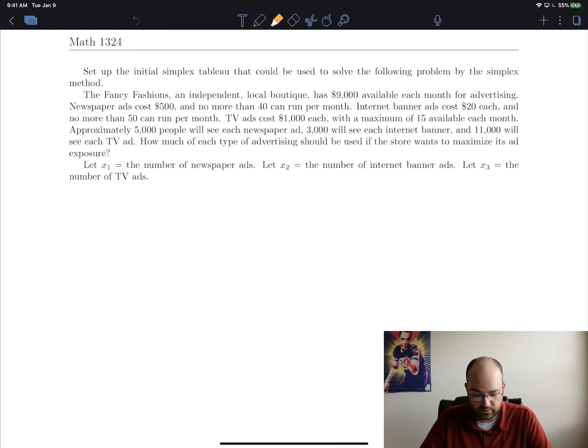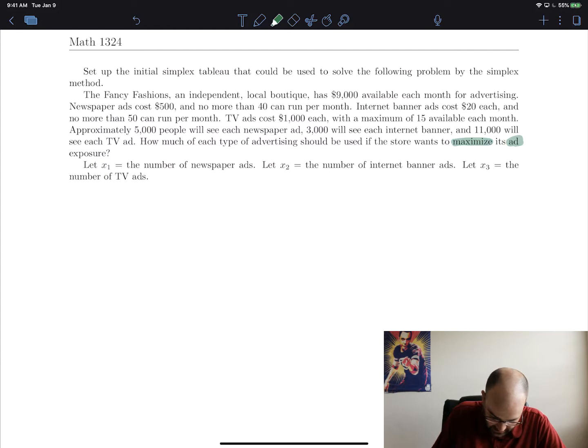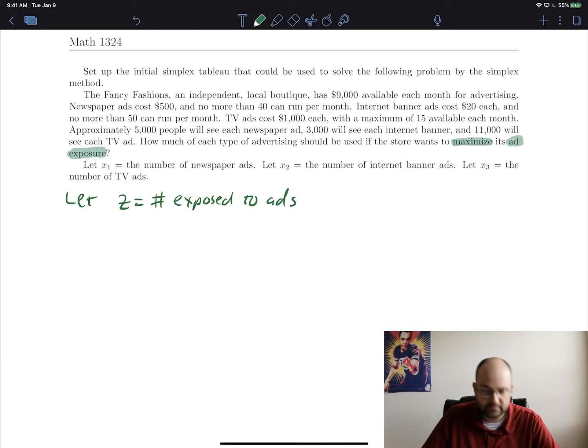Okay, there's a lot to unpack here. So let's begin with our objective. We're going to want to maximize the ad exposure. Because we don't have it defined for us, we need to say let Z equal the number exposed to ads.